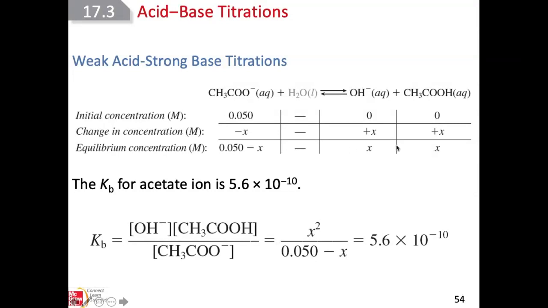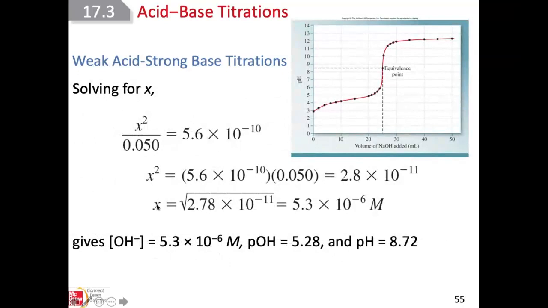The initial concentration is given to us. We'll put the ICE table. The Kb for the acetate ion you can find. Don't forget Ka times Kb equals Kw. You will find the Kb. You put everything into this expression, and then we will find the X, and the X is the concentration of OH minus, and we will find the pOH, then we will find the pH, 8.72.